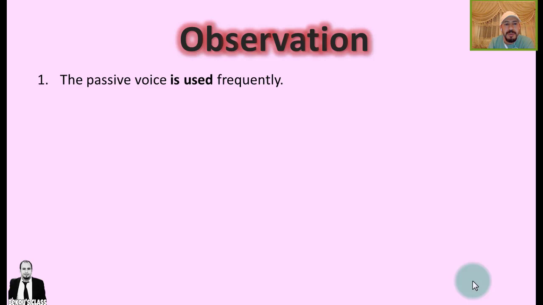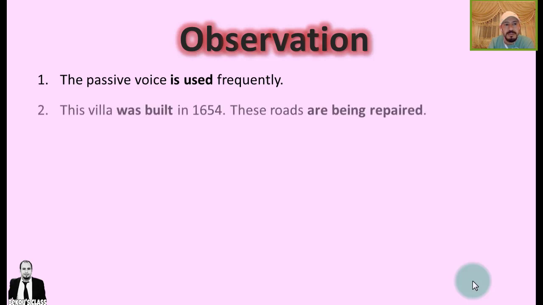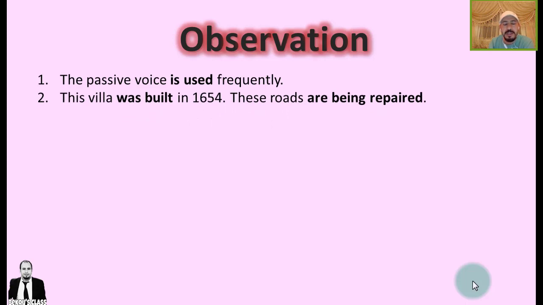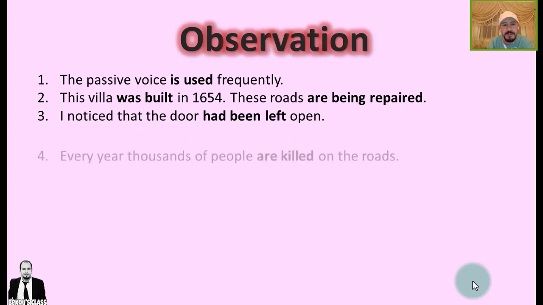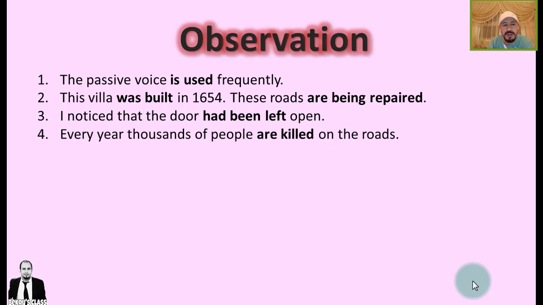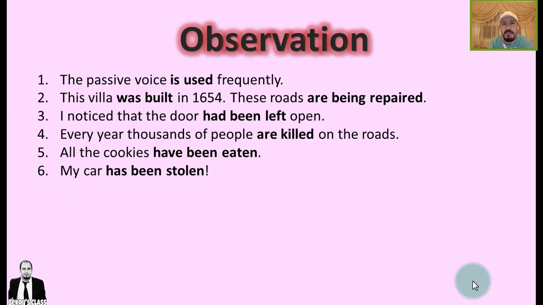Sentence number 1. The passive voice is used frequently. This villa was built in 1654. These roads are being repaired. I noticed that the door had been left open. Every year, thousands of people are killed on the roads. All the cookies have been eaten. My car has been stolen.